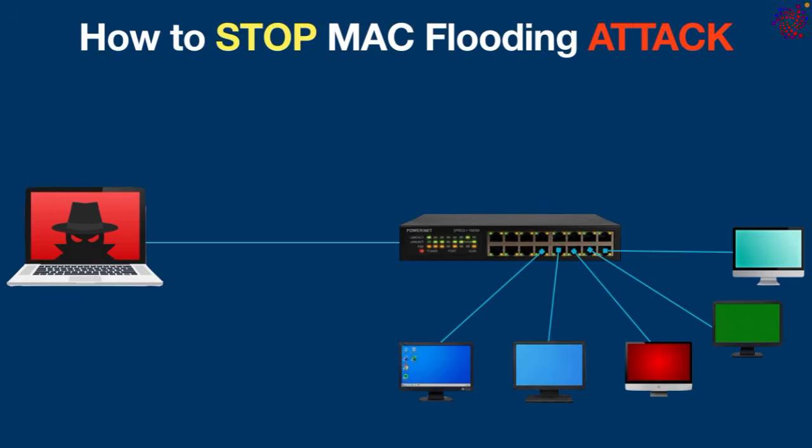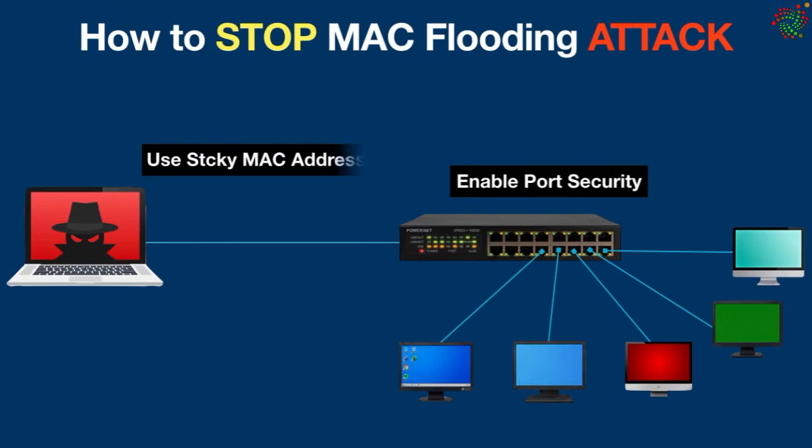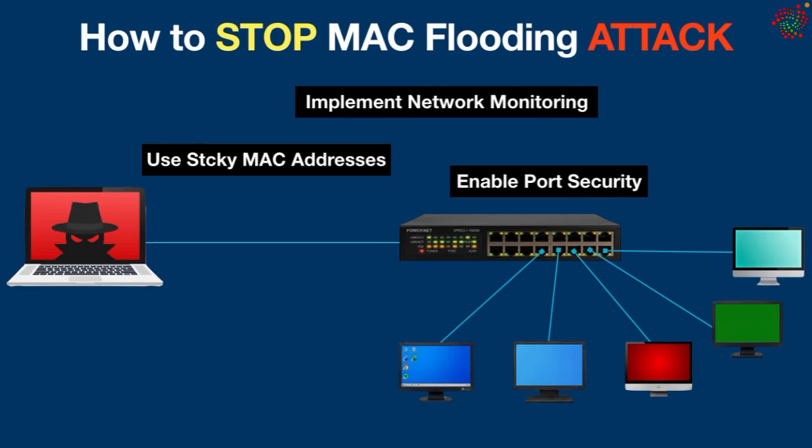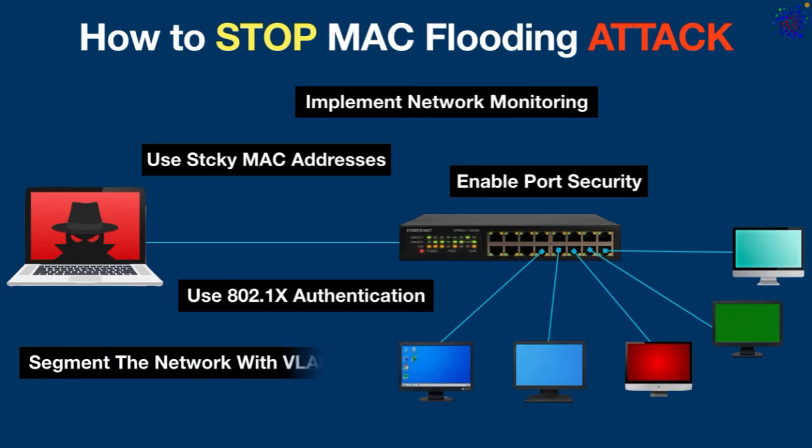How to stop MAC flooding attack? Here are some common protection methods. Enable port security. Limit the number of MAC addresses allowed on a switch port. Use sticky MAC addresses. Allow the switch to learn trusted MAC addresses and lock them to specific ports. Implement network monitoring. Monitor for unusual MAC address activity. Use 802.1X authentication. Ensure only authorized devices can connect to the network. Segment the network with VLANs. Reduce the impact of an attack by separating traffic.